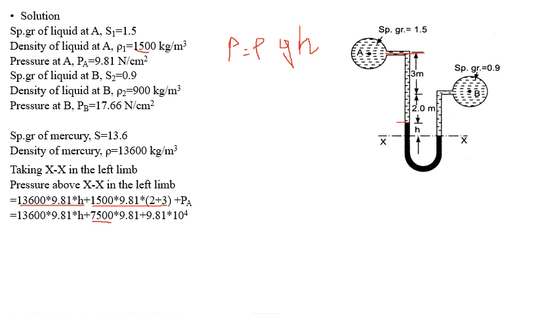The pressure at point A is given as 9.81 Newton per centimeter square. See the unit here. The pressure values are available in the data in Newton per centimeter square. So here we need to convert that into Newton per meter square. For that reason it is multiplied with 10 to the power 4. So now the pressure available at point A, the P of A, is equal to 9.81 multiplied with 10 to the power 4, to convert that from Newton per centimeter square to Newton per meter square.